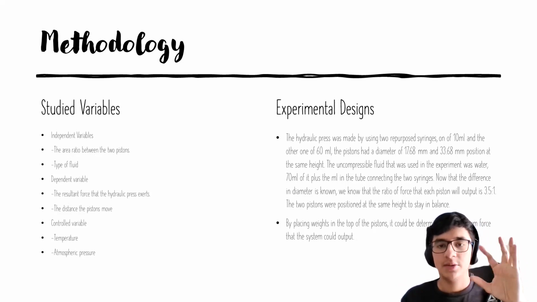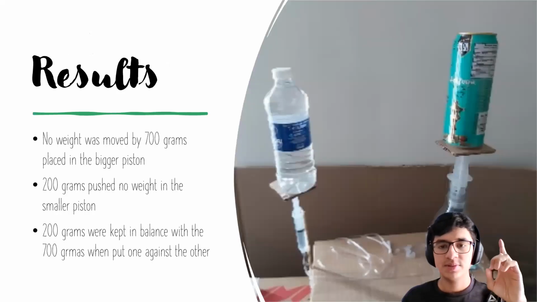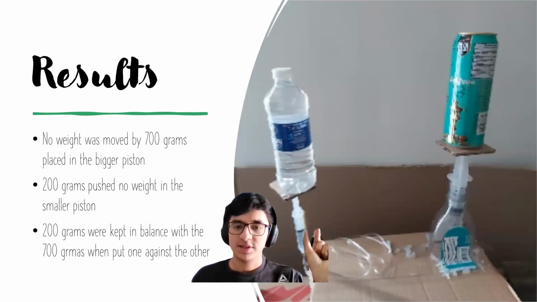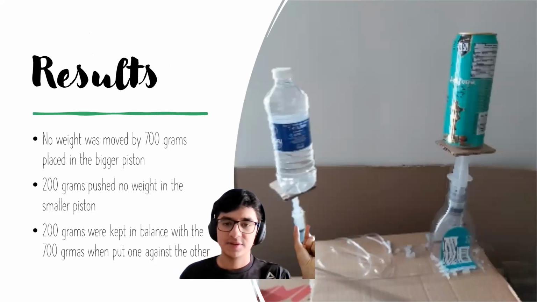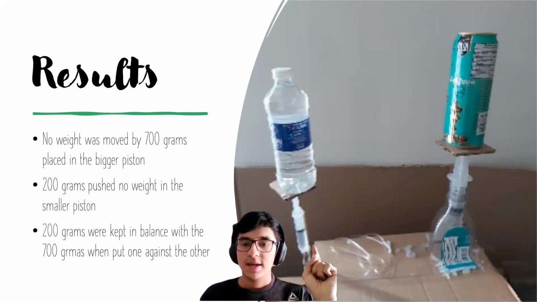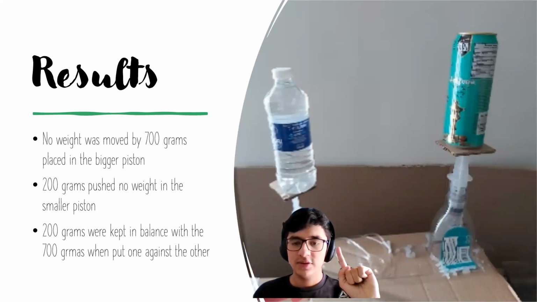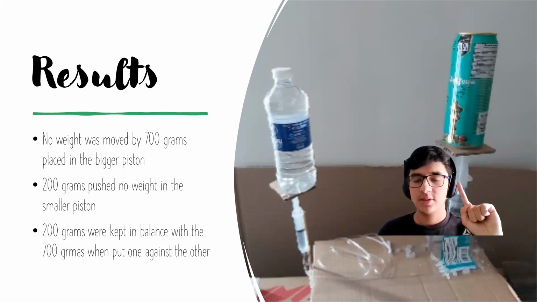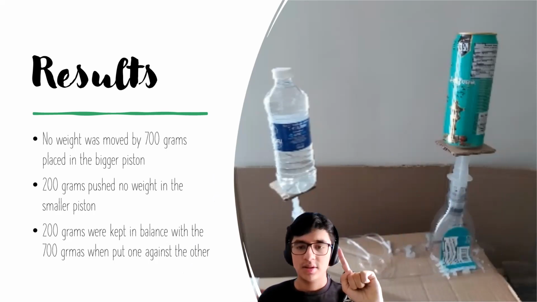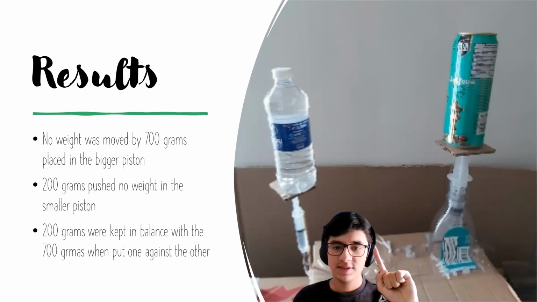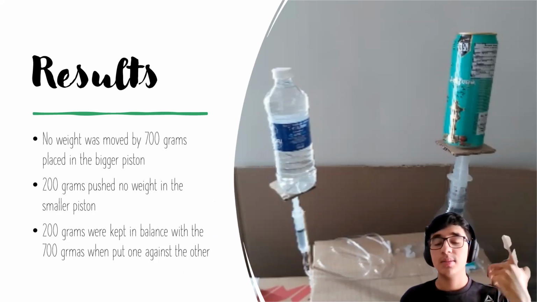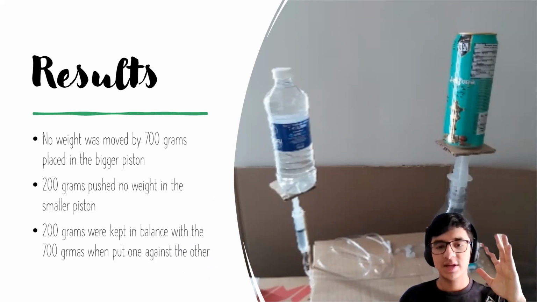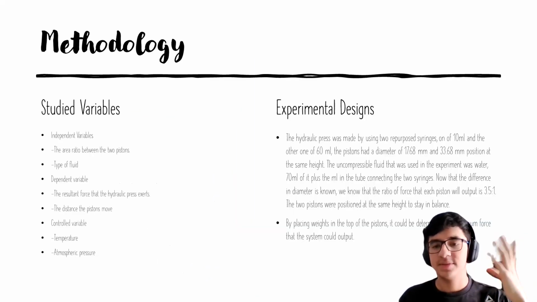So the experiment was two repurposed syringes, like in this image, with different diameters. One with smaller diameter than the other one, and the fluid was passed through this tube to the other side. So when you press down on one piston, the fluid will travel through this tube to the other piston and multiply the force or multiply the distance, depending on which side of the piston you were pushing.